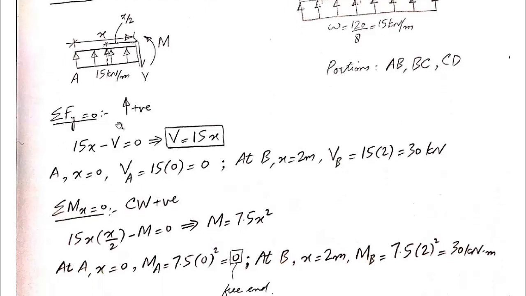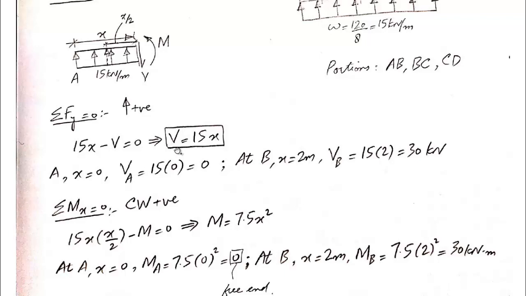Sigma Fy equal to 0, with the convention that upward forces will be treated as positive. 15 is the intensity of this UDL and X is the span over which it is acting. So 15X is the resultant of the UDL, which is marked with a dotted arrow here, and it is acting in upward direction, so it is positive. And then this exposed shear V is acting in downward direction, and this is equal to 0. If we rearrange this equation, we get V is equal to 15X, and the presence of X in this equation indicates that the shear force is varying along this portion. So as X changes, the magnitude of shear force will also change.